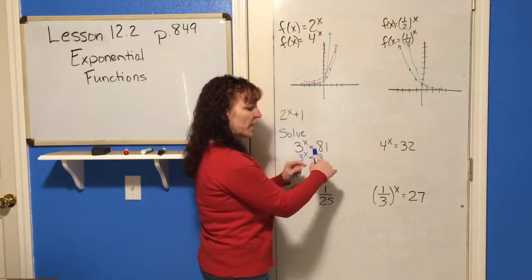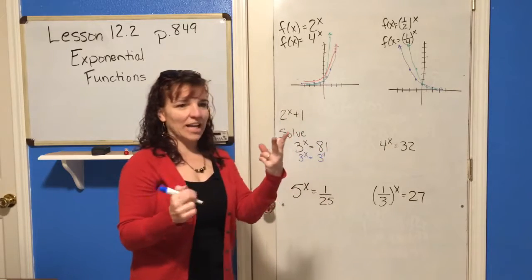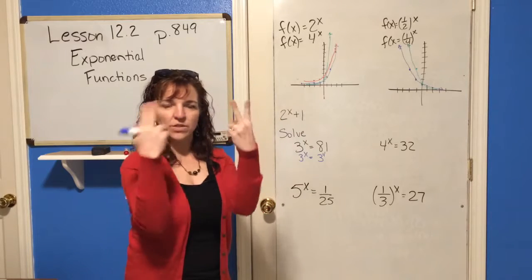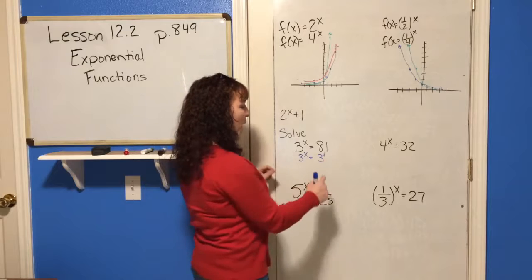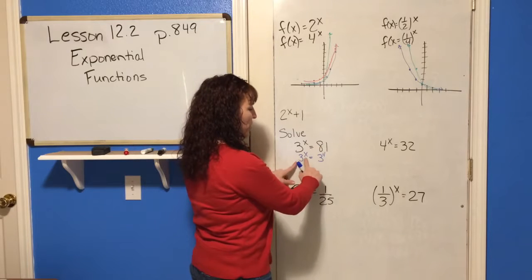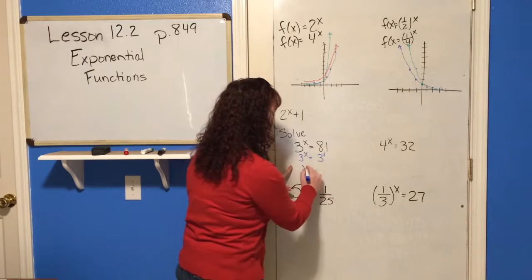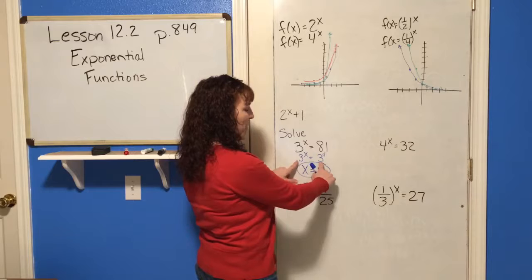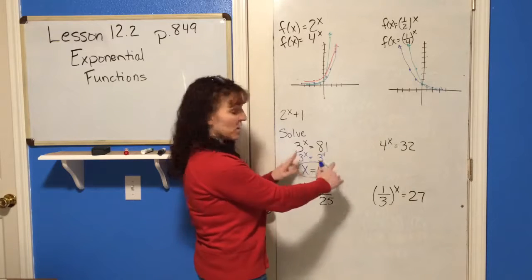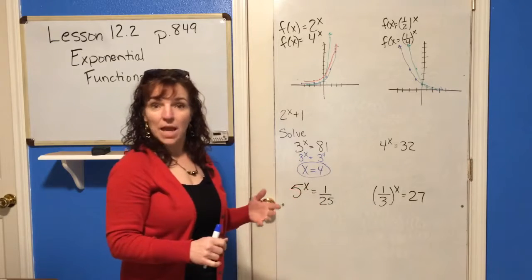Well, 81 is 3 to the 4th power. 3 times 3 is 9, and 9 times 9 is 81, so that's 4 factors of 3. So 3 to the 4th power is 81. So 3 to the x power equals 3 to the 4th power. Well, can you see that x must be equal to 4 because the bases are the same? So if these are equivalent values and the bases are the same, then the exponents must also be the same.